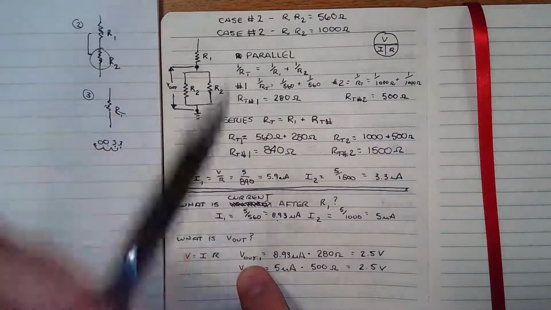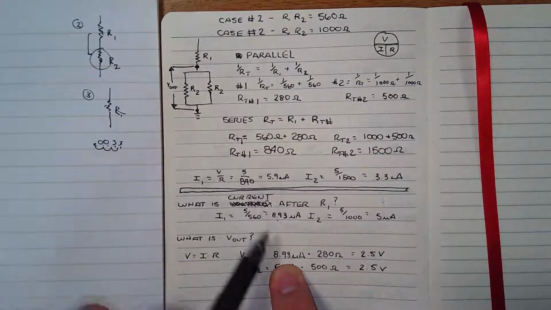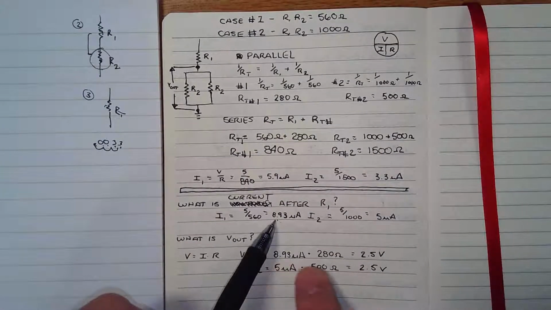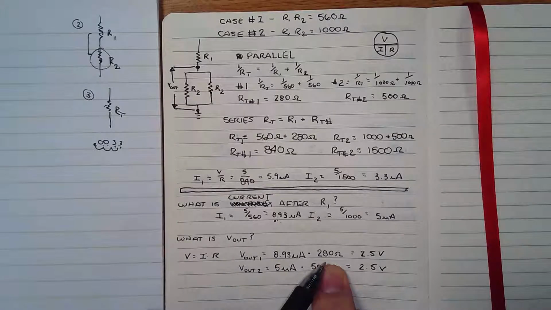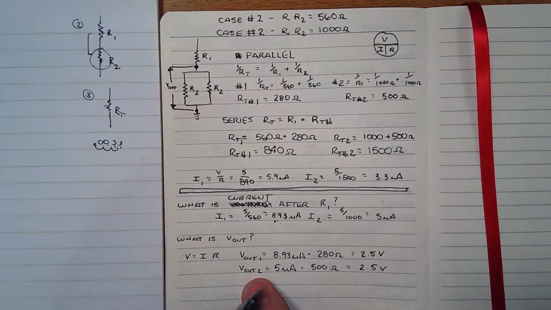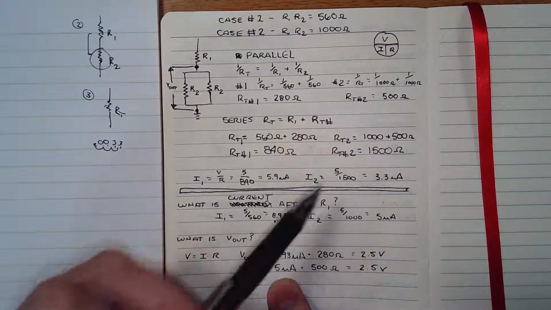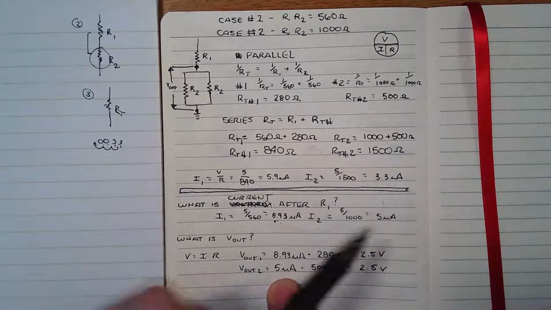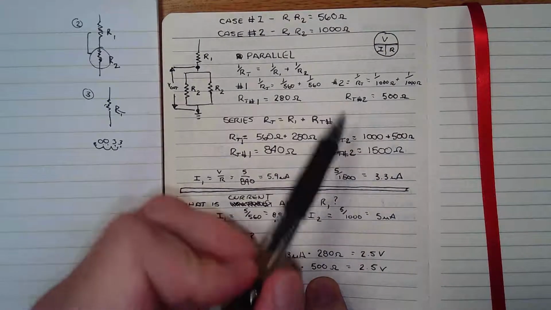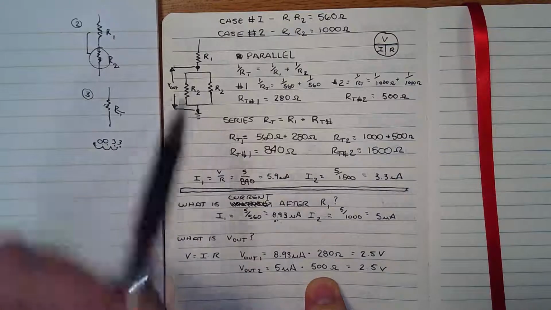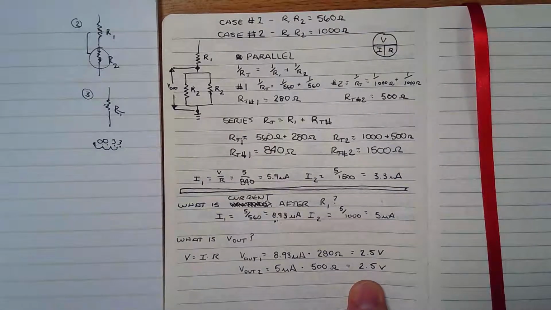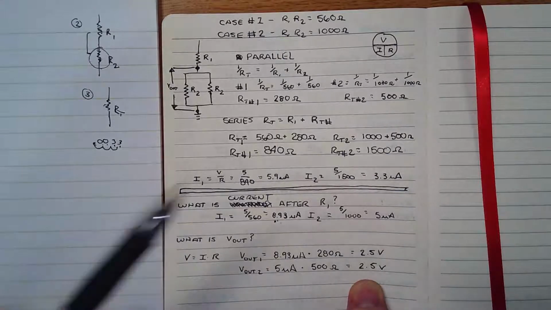So the V out for case number 1 is 8.93 microamps times 280 ohms, which is 2.5 volts. Same thing when we do number 2, using completely different numbers: 5 microamps, which is from here, times the 500 ohms of combined resistance across those 2 equals 2.5 volts. So that's how you get the same voltage across the parallel resistors. Hope that helps you. Bye.